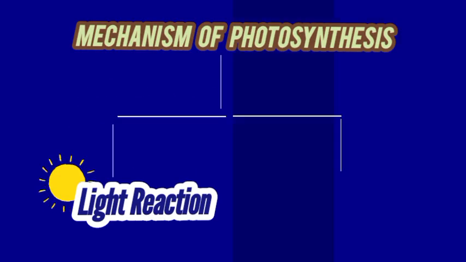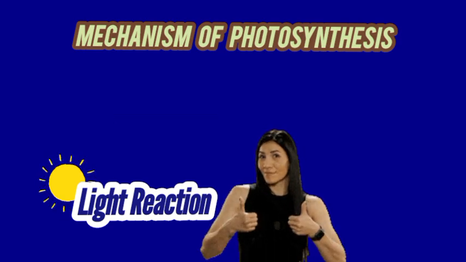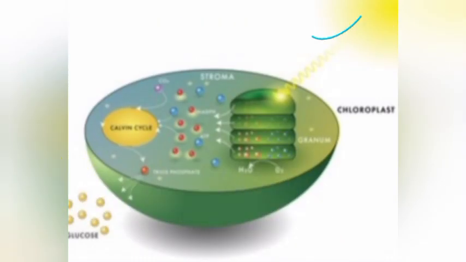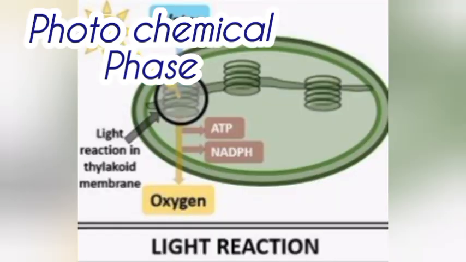Let's come to the first stage in the mechanism of photosynthesis, that is light dependent reaction. This stage requires light, so light plays a key role here because light has to initiate this reaction. This can also be called the photochemical phase. This stage takes place in grana of chloroplasts.